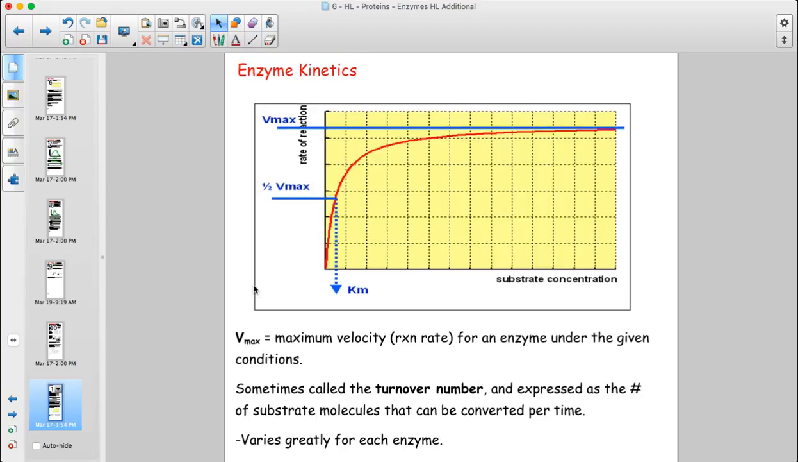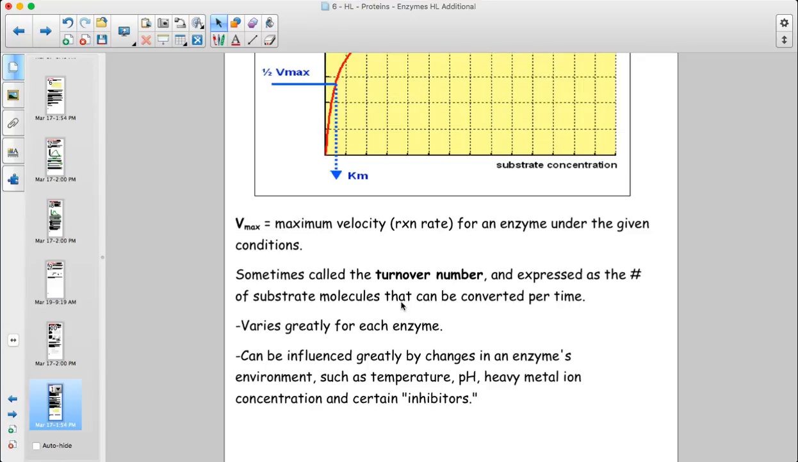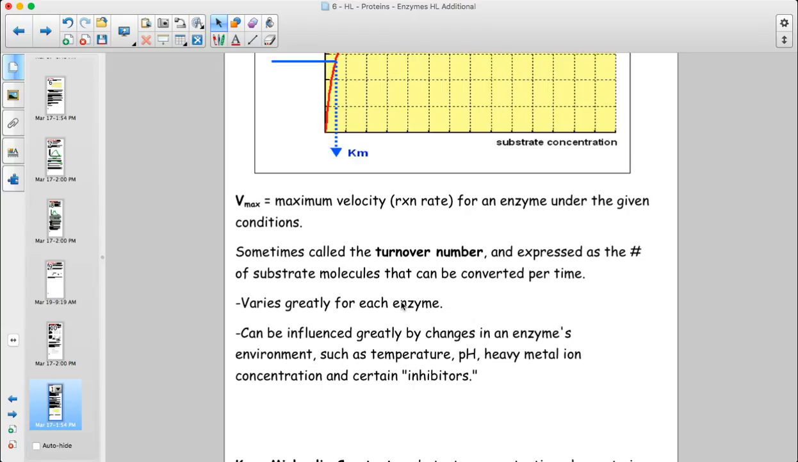Okay, a couple of terms that are for the HL kinetics units with enzymes are the Vmax and the Km value. Vmax, fairly intuitive term, V for velocity and max for maximum. So it refers to the maximum velocity or the maximum reaction rate that an enzyme can give you under given conditions. So that's that sort of saturation point when we keep upping the substrate concentration. Eventually, you reach a point where you can't go any faster, and that would be the Vmax value.